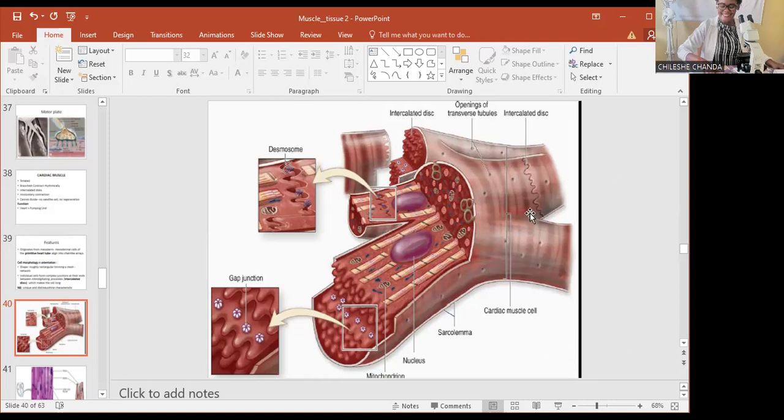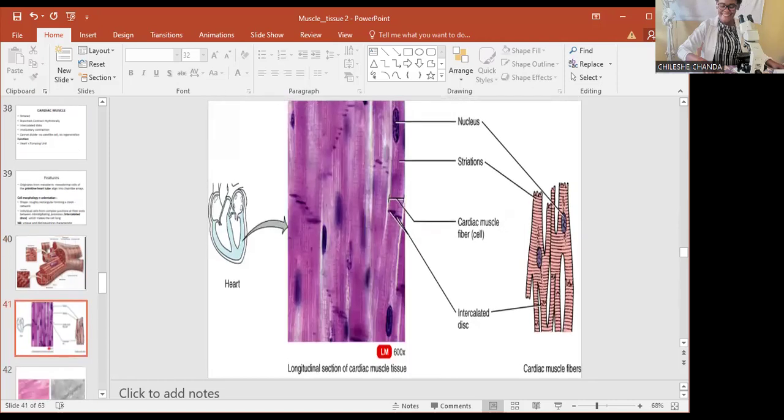One, it is striated also. Two, it has intercalated discs. Three, it is branched. Four, it is uninucleated. Only binucleated if maybe the nucleus is found in one branch. So those are some of the features of cardiac muscle fiber.